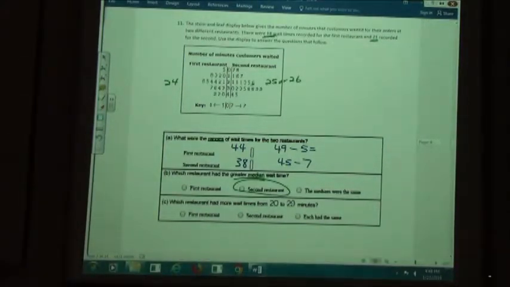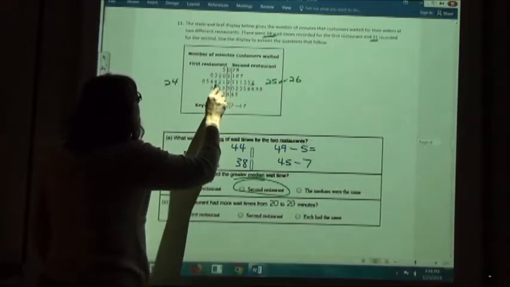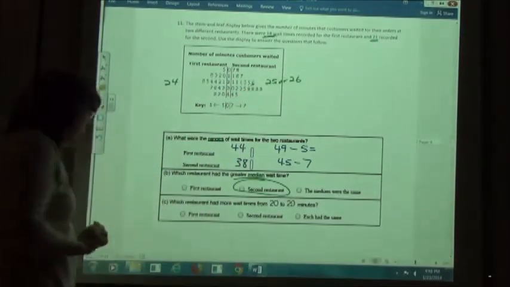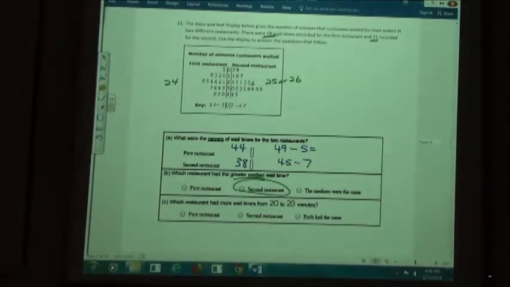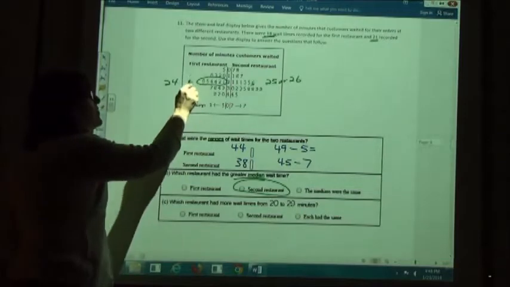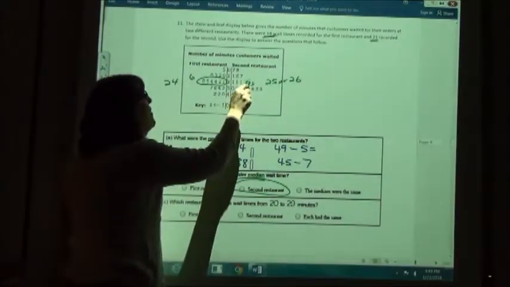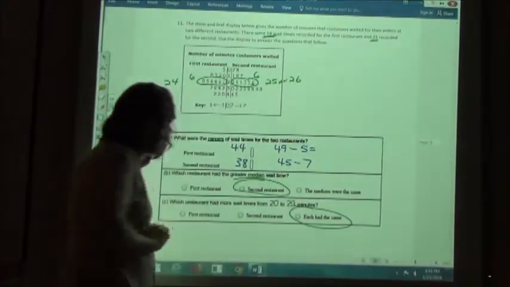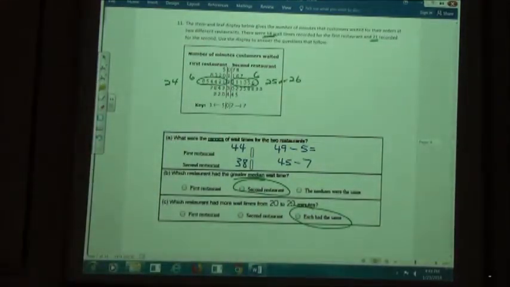Which restaurant had more wait times from 20 to 29? First. Count those again. It's a trick question. How many do you have here? You've got 6 of them, right? How many do you have on this side? They're the same. You have 6. Each had the same.